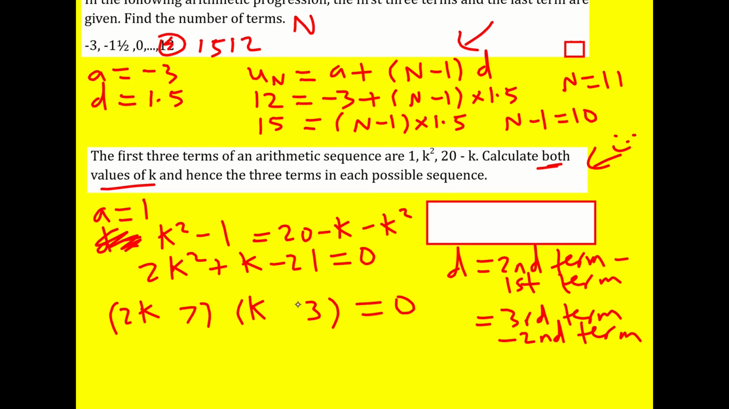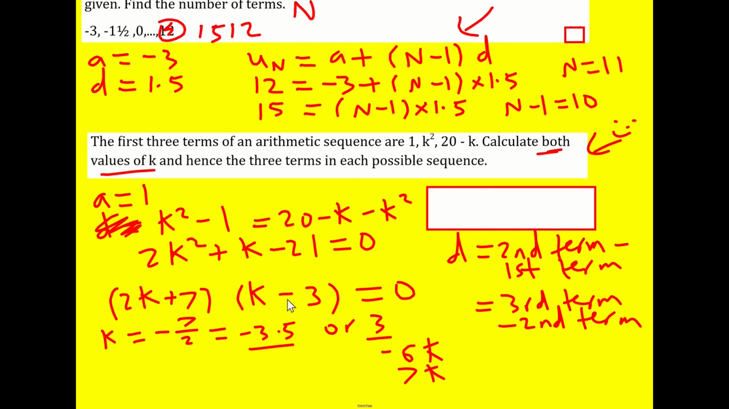That's going to give me 6k when I multiply the 2k and the 3. It's going to give me 7k when I multiply the 7 and the k. I want a plus k. I want a negative overall, so I'm going to need to make the minus 6k, which means putting a negative there and a plus there. Solve this. It's going to be k is minus 7 over 2, which is minus 3.5, or 3. Those are my two answers. Very hard to do this question without forming and solving a quadratic.